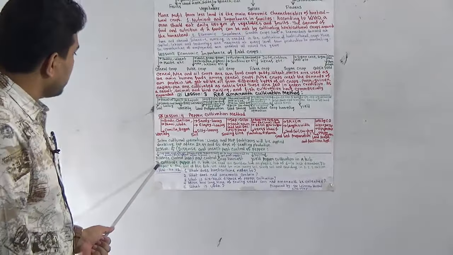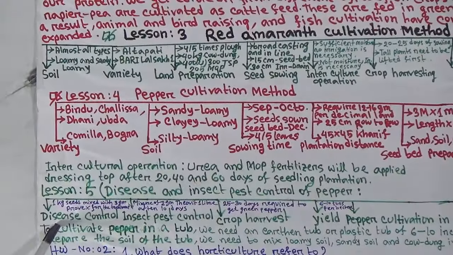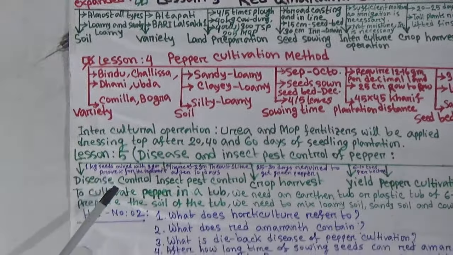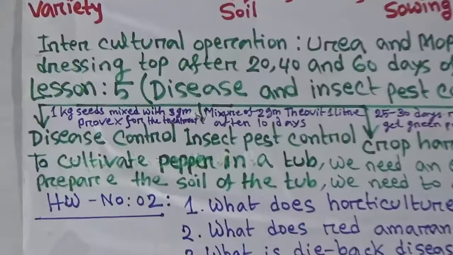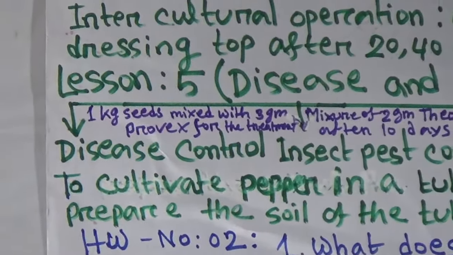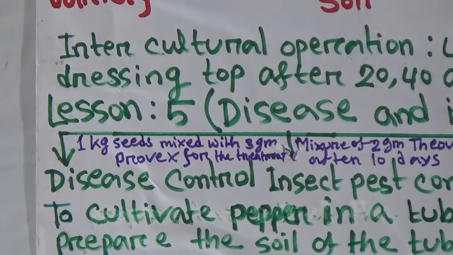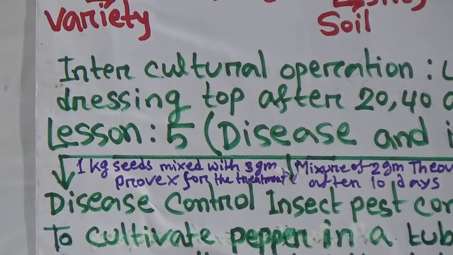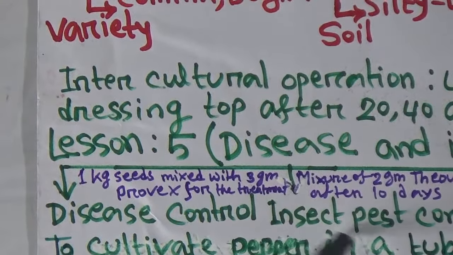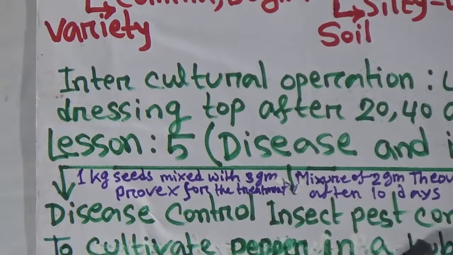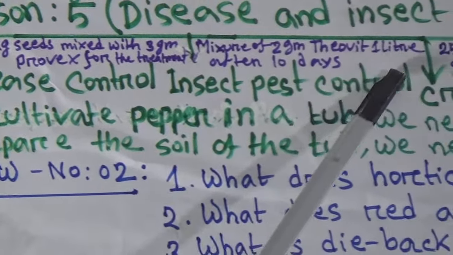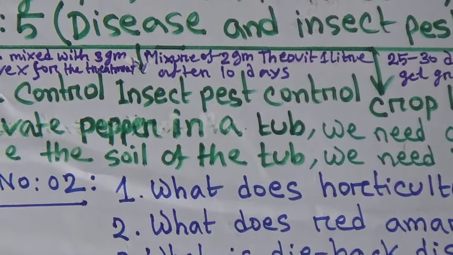Okay, let's see. First of all, disease control. How to control the disease? You should mix 1 kg seeds with 3 gram Provex for the treatment. Next one, we can see insect pest control. To control pests, you need a mixture of 2 gram Thiovit with 1 liter of water after 10 days.